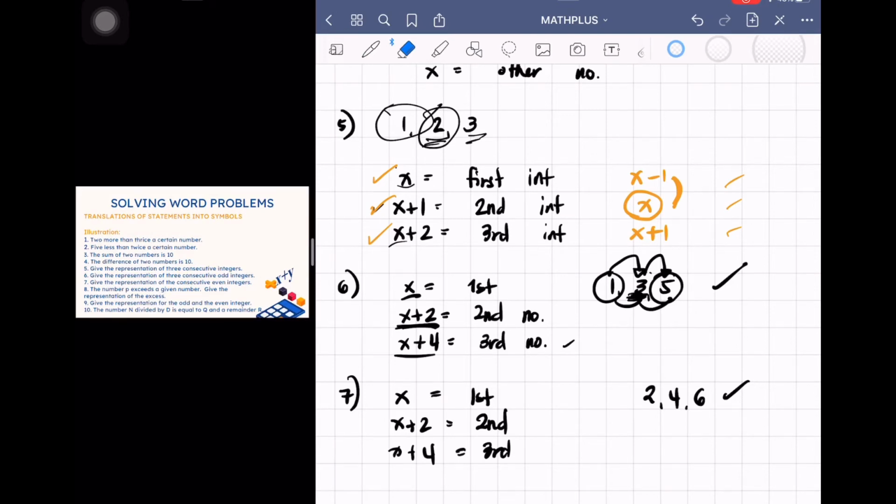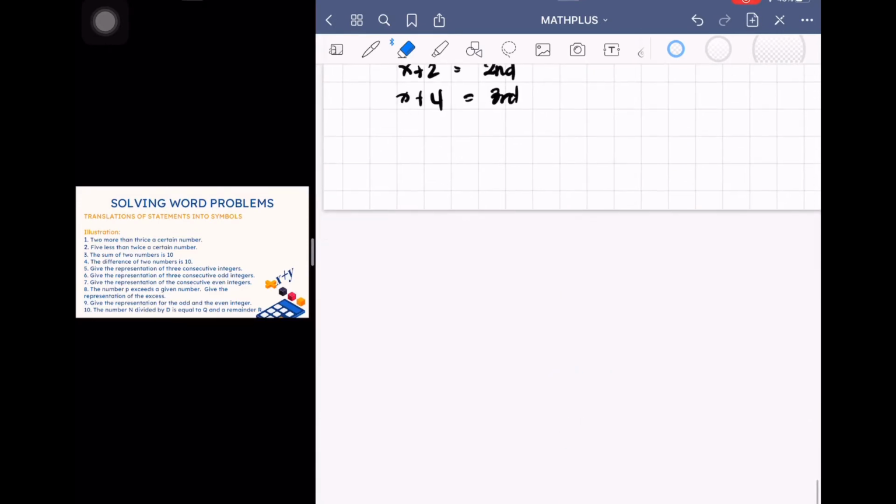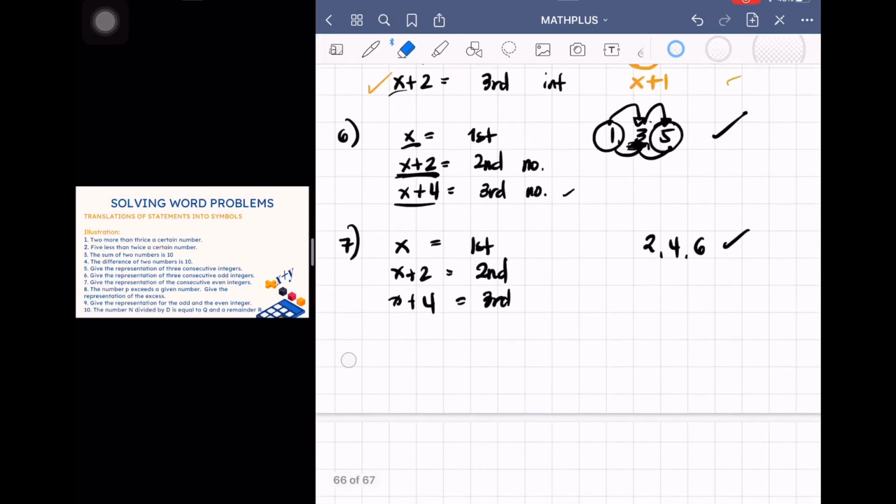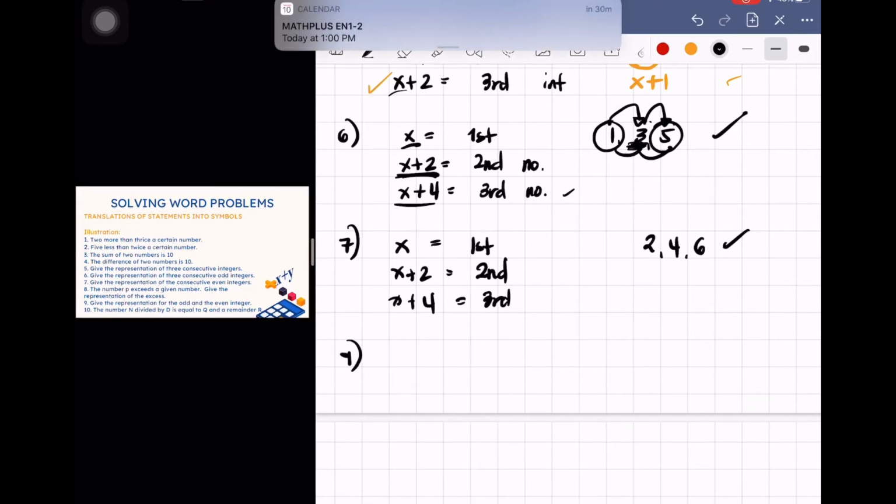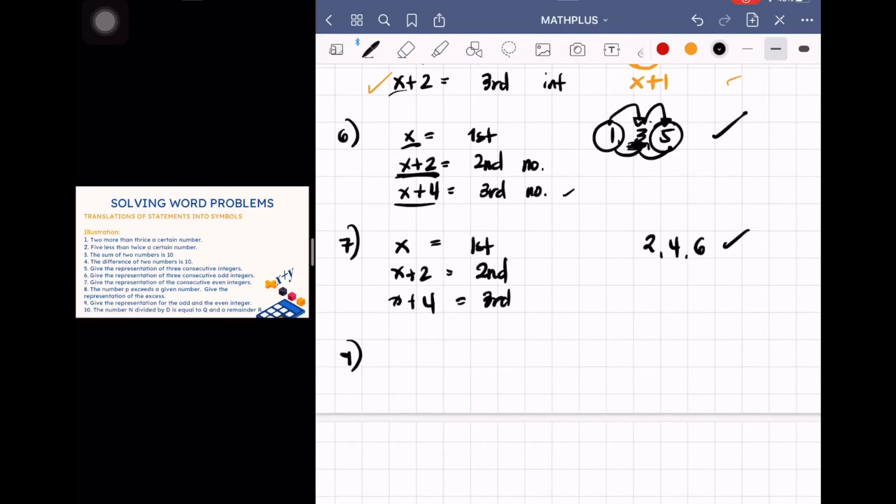Ngayon, let's go to number 9 first, okay? If we're going to solve for the translation of number 9, ang nakalagay dito is, give the representation of an odd and an even integer. Kasi paano kapag yung problem mo, di ba? What if the problem that you have has two sets of sequence, meron kang even integers and odd integers. Paano ngayon natin i-represent ng magkaiba yung odd at even?